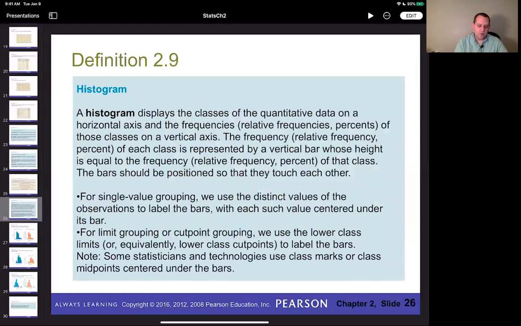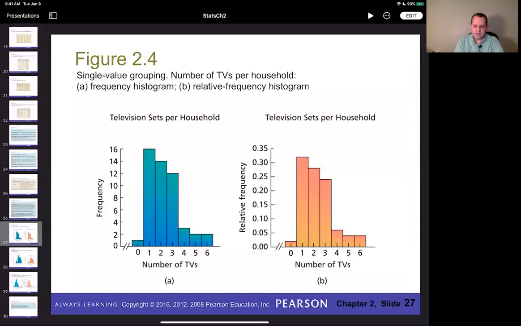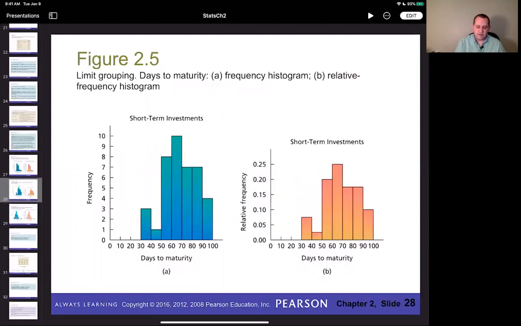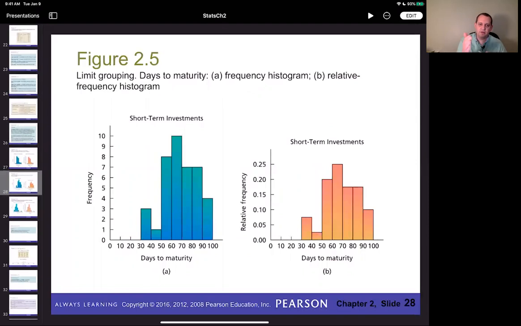All right, a few other ways to represent the data are with histograms. Histograms, again, are a pretty familiar thing, so I don't feel the need to say too much there. You can have a frequency histogram or a relative frequency histogram, depending on whether you're talking about the actual number or the relative frequency of whatever variable you're discussing. Here's our limit grouping example where you have 30 to 39, 40 to 49, and so on. And again, you can have a frequency and relative frequency histogram there.